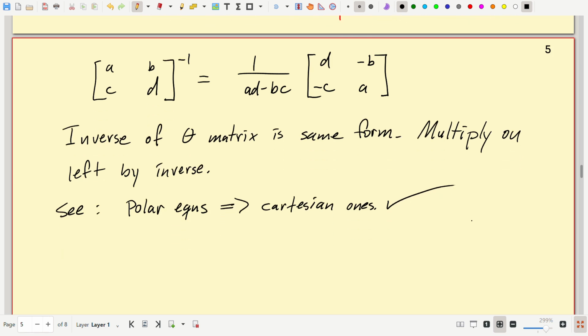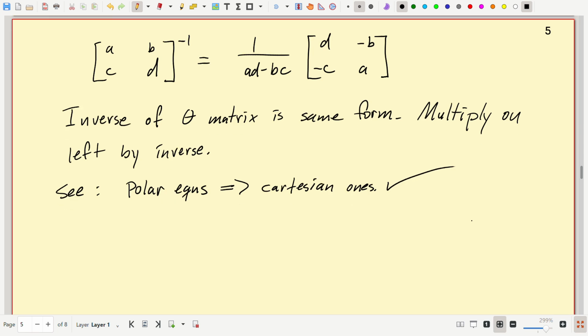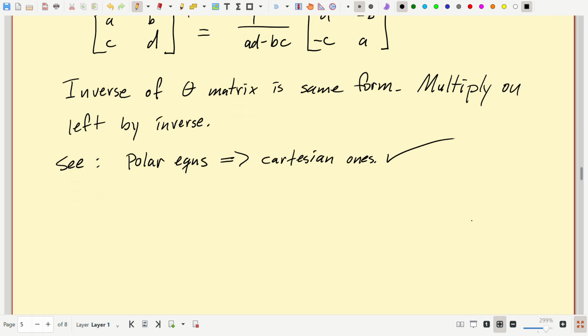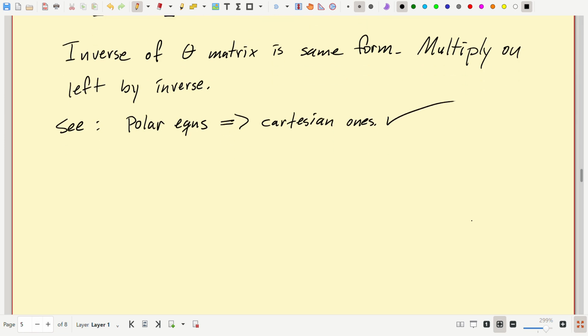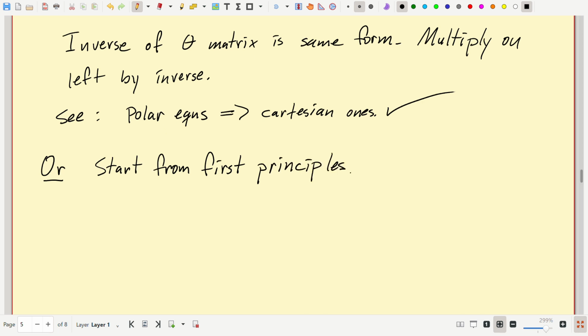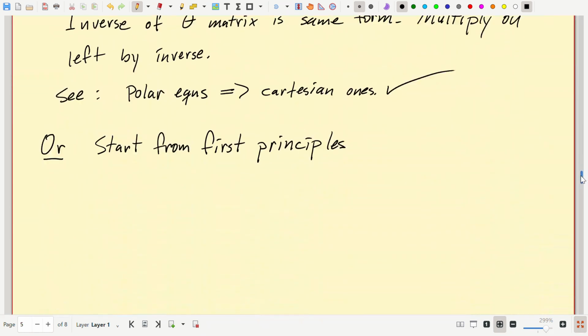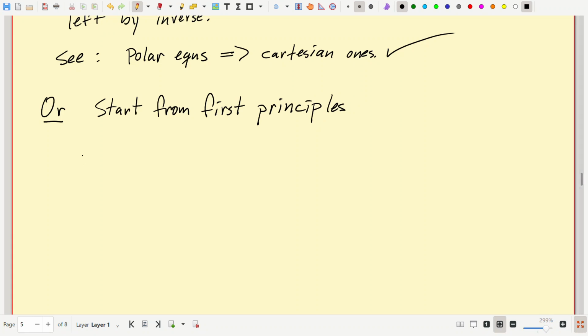Okay, that's a perfectly good way to demonstrate that, kind of long and involved. What the book was suggesting you do in that homework problem was to start from scratch, start from first principles like we did when we did the Cauchy-Riemann equations the first time. Remember the Cartesian ones.